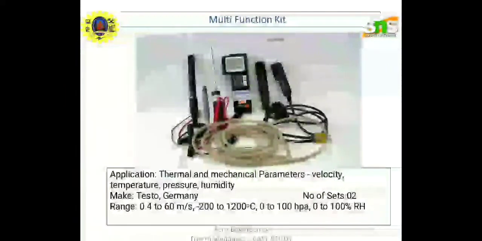It's made in Germany. Temperature, humidity and thermal mechanical properties will be measured from here. The range is 0.4 to 16 meter per second.